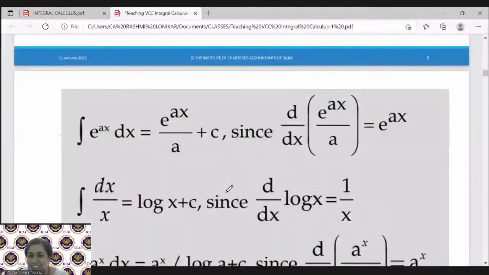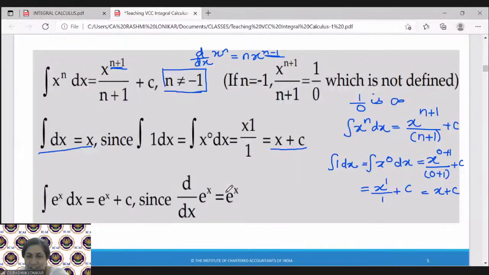Right? So here we have done the formula. First formula that we have talked about is x raised to n. Second formula we talked about is integral of 1 dx. Third formula is integral e raised to x dx is equal to e raised to x plus c.